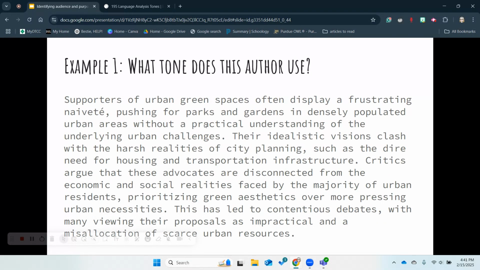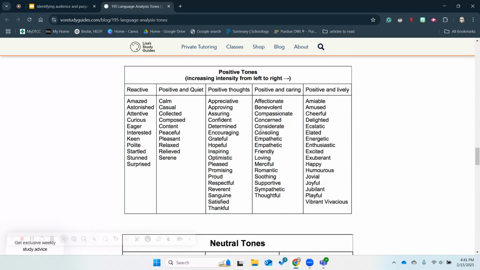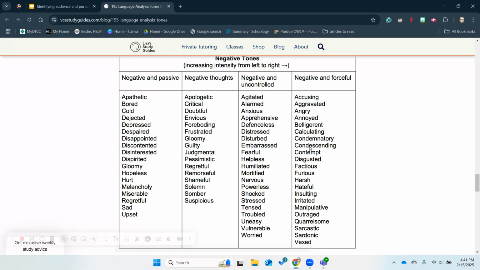Let's go back to the one before it because I forgot to show you what I see in here that sounds critical. Frustrating naivete, to me that's kind of condescending, right? Kind of calling them stupid in a nicer way. Without practical understanding of the underlying urban challenges. So again, there's that hint that they don't really know enough. So I think that's a little condescending. The dire need for housing, the harsh realities of city planning, again kind of hinting that these people don't understand that. To me, that sounds not positive. Sounds very condescending to me.